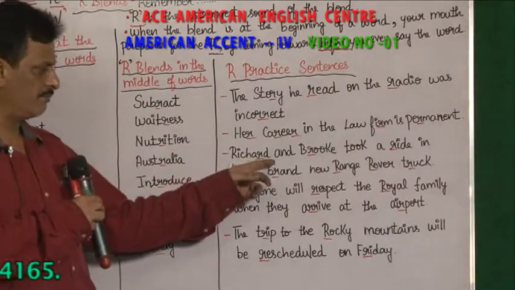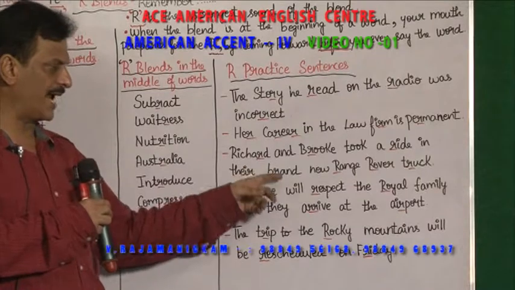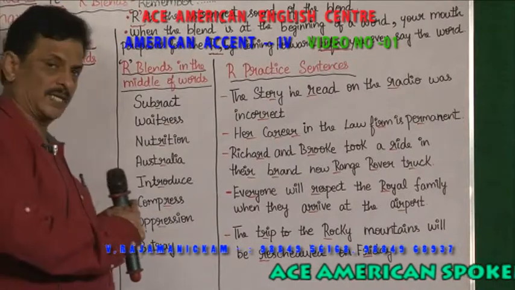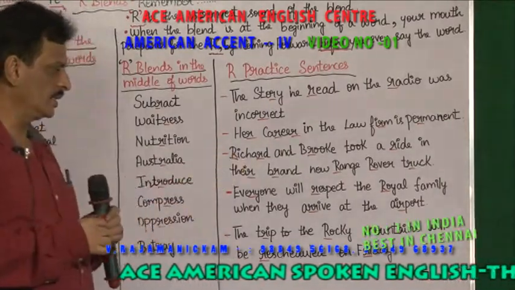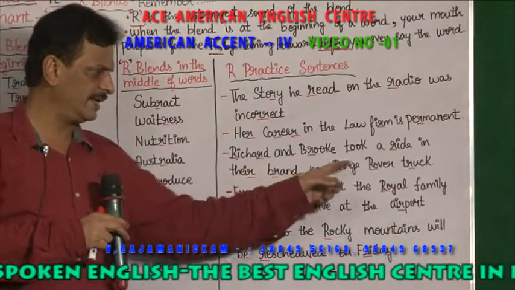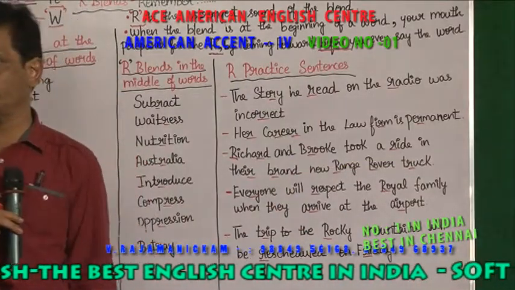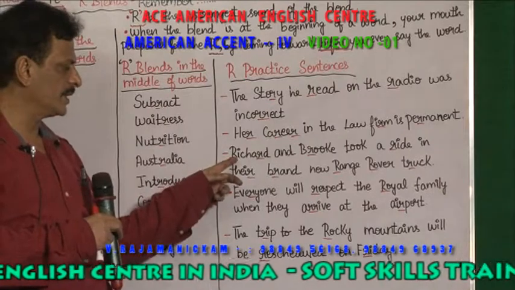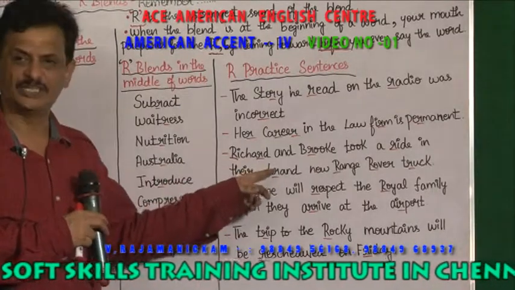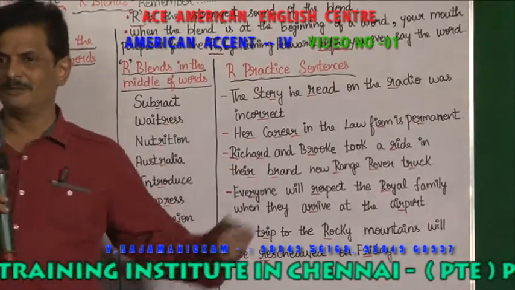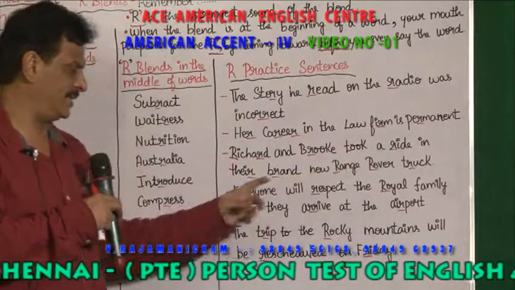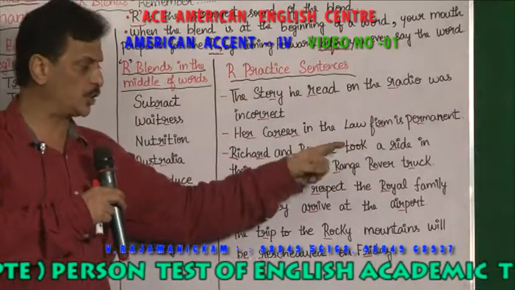Now Richard Brooke took a ride in the brand new Range Rover truck. How many R's are there? Of course here Richard, one other R in capital. Richard and Brooke. So 9 R's are there. So 9 times you have to push your mouth. Now how do you say Richard? After A, R comes. So you have to tense the vowel A. Richard and Brooke took a ride in their brand new Range Rover truck.